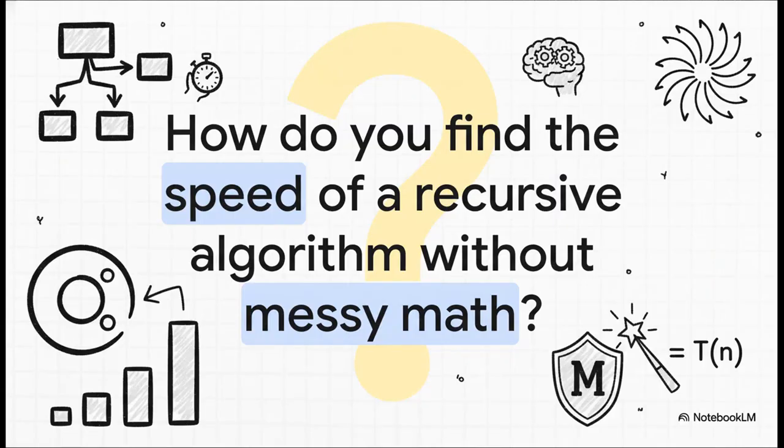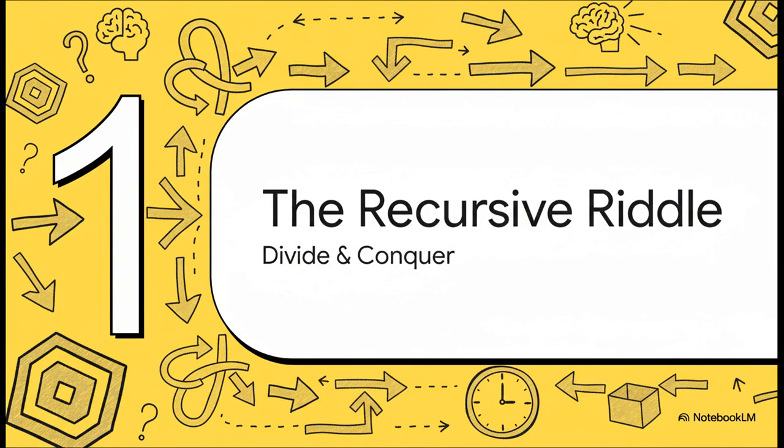So here's the big question, right? You've got an algorithm that's calling itself, splitting a problem into smaller and smaller pieces. How in the world do you figure out its runtime without getting totally lost in the weeds of complex math? It seems impossible, but I promise, there's a much cleaner way. The secret really lies in spotting a pattern.